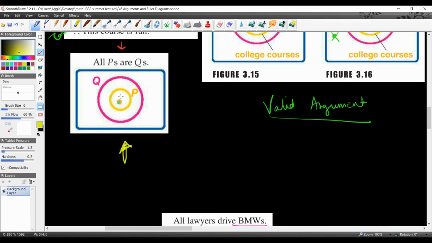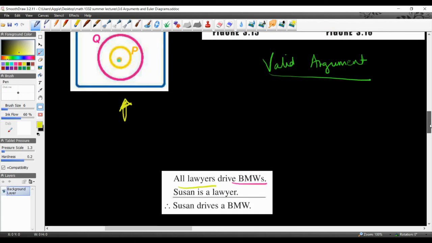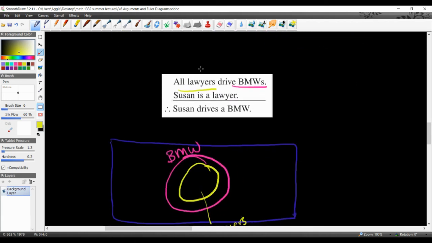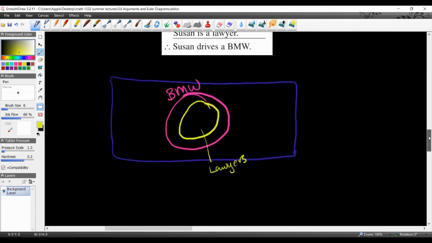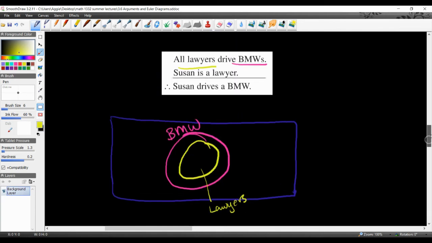Okay, this is the pattern: all P's are Q's. And if we look at our example, we have exactly that. All P's are Q's. All of this do that, in this case, drive. Then we have our second premise. Susan is a lawyer. So Susan, I'm going to do her in this light blue here. She's got to be in here somewhere.